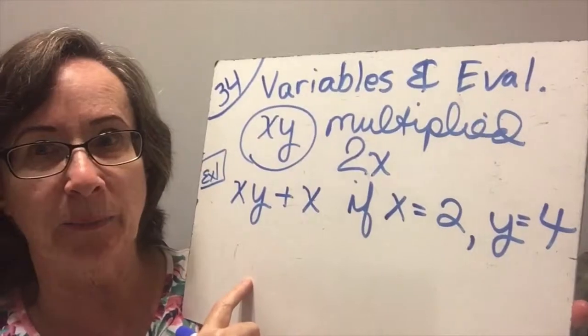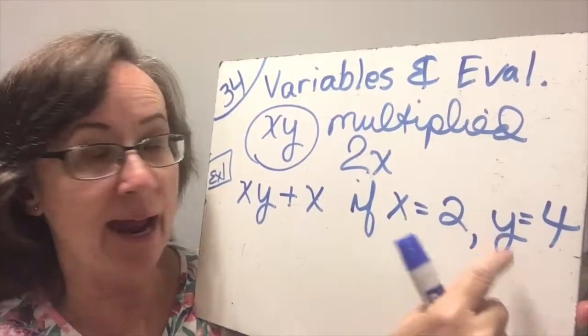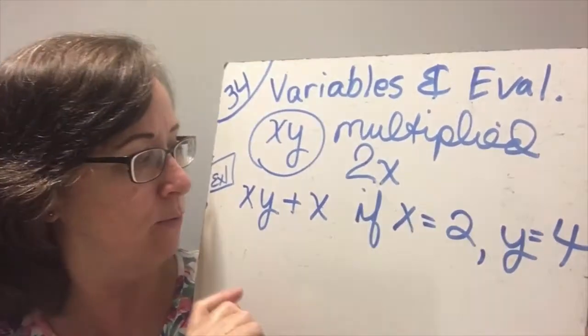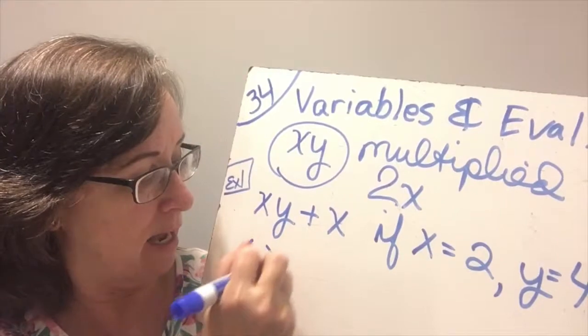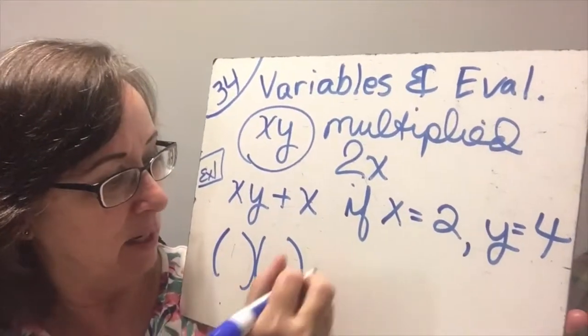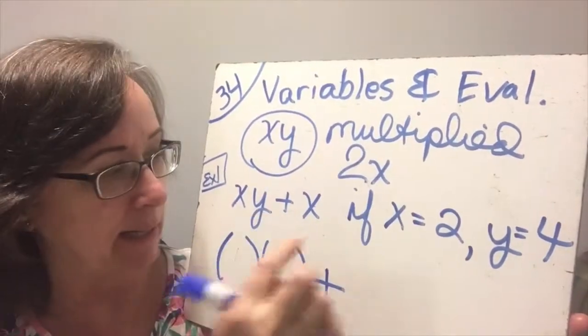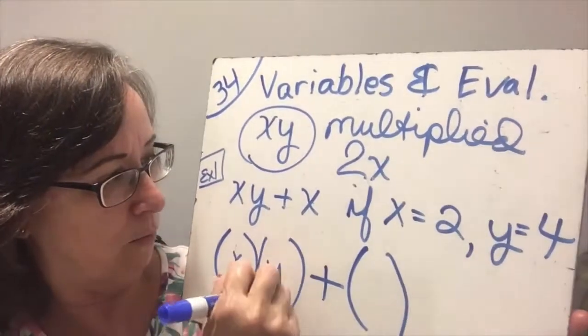So now we're going to plug in. Everywhere we see an x, we're going to plug in a 2. Everywhere we see a y, we're going to plug in a 4. This is our pattern. So we've got x times y, because they're close together like that, plus, there's a plus sign, x again. So x, y, x.